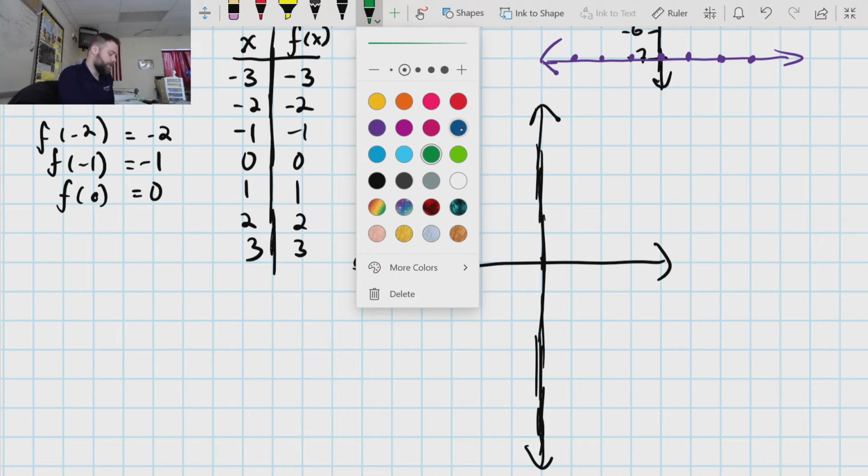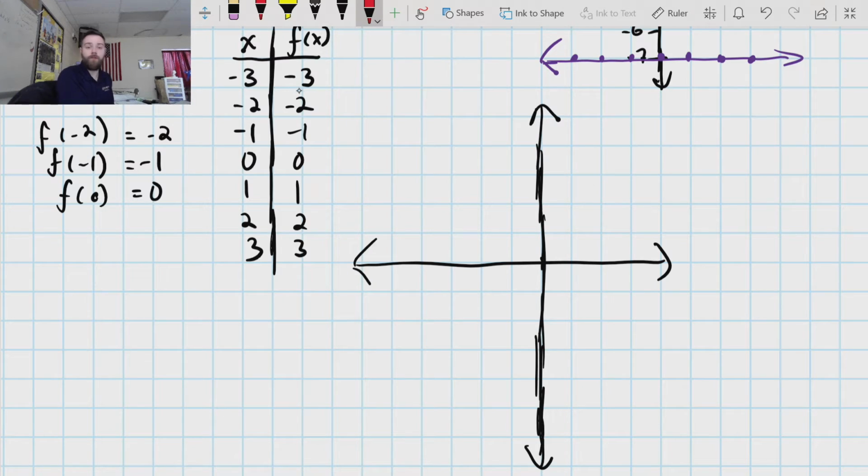So I'm going to do this in red. So if I plug in these points, -3, that's a coordinate. So I go left 3, down 3 from the origin. So always start at the origin when you're graphing. -2, -2, so I go left 2, down 2. -1, -1, 0, 0, 1, 1, 2, 2, 3, 3. And so I can continue that graph. I've got the pattern of the graph.